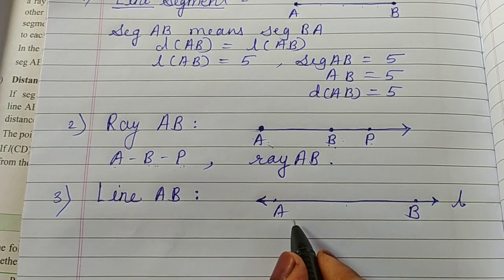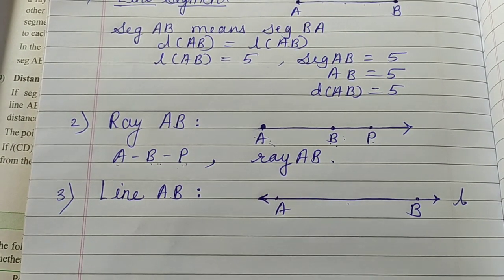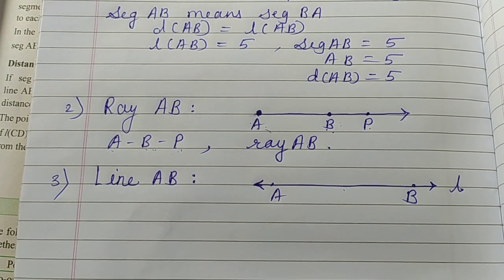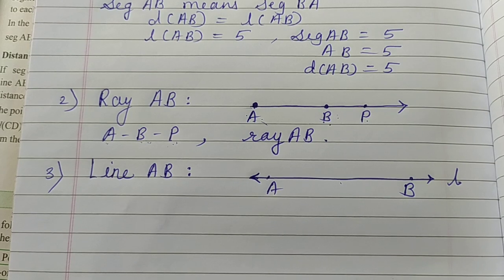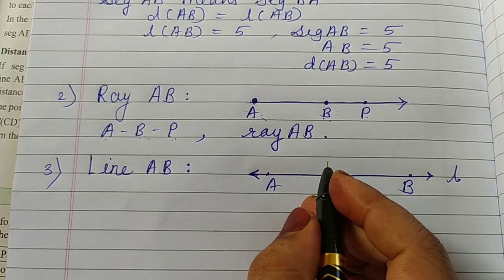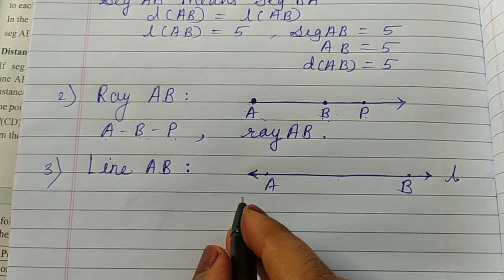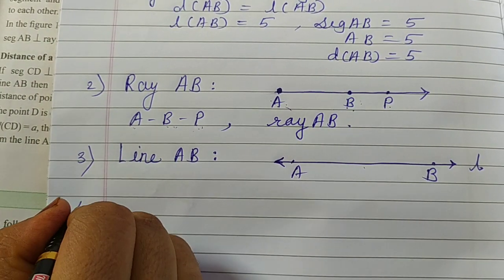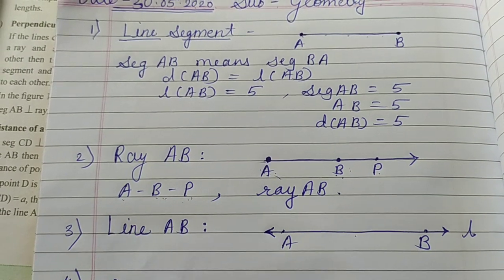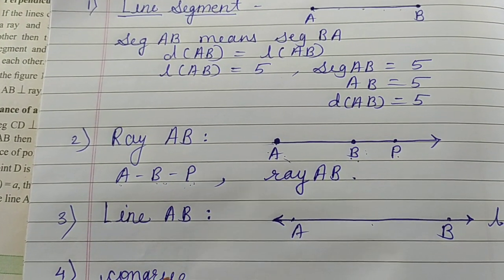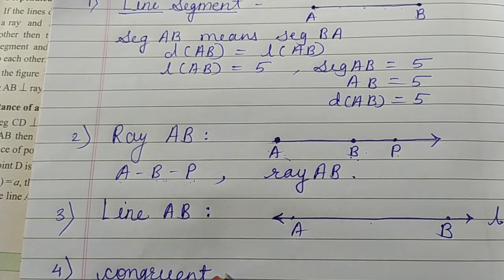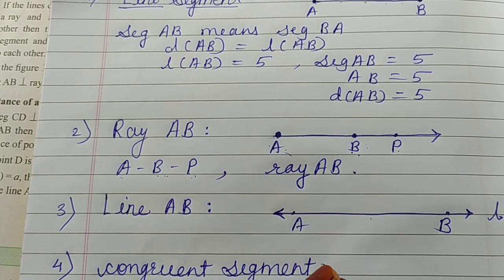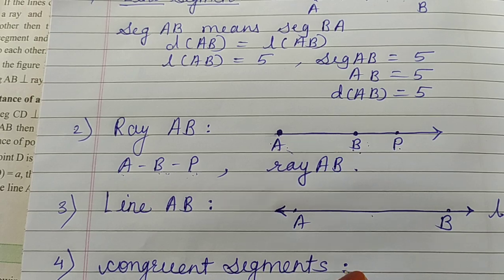So what is written here? The union set of ray AB and opposite ray AB is called line AB. The set of points of segment AB is subset of points of line AB. So just simple thing, line AB means unlimited at both the end. The fourth, congruent segments. Congruent means equal. Congruent segments. So it is very easy to understand. Congruent segments means equal segments.